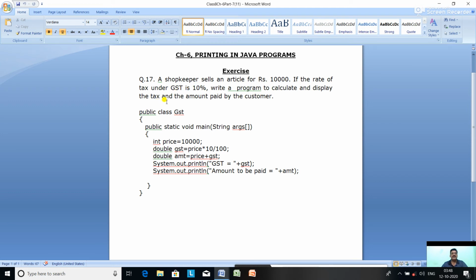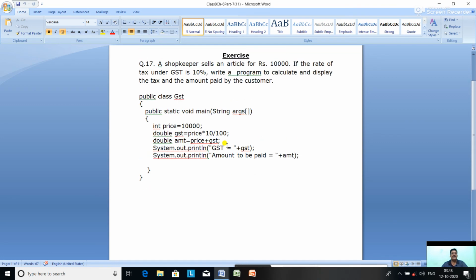Okay, so public class GST, int price equal to 10,000, double GST equal to price into 10 by 100, we got the 10% of the price. Double amount equal to price plus GST. So this is the amount to be paid, including the GST tax. Now print GST equal to GST and System.out.println amount to be paid equal to amt. That is added in amount and printed here.